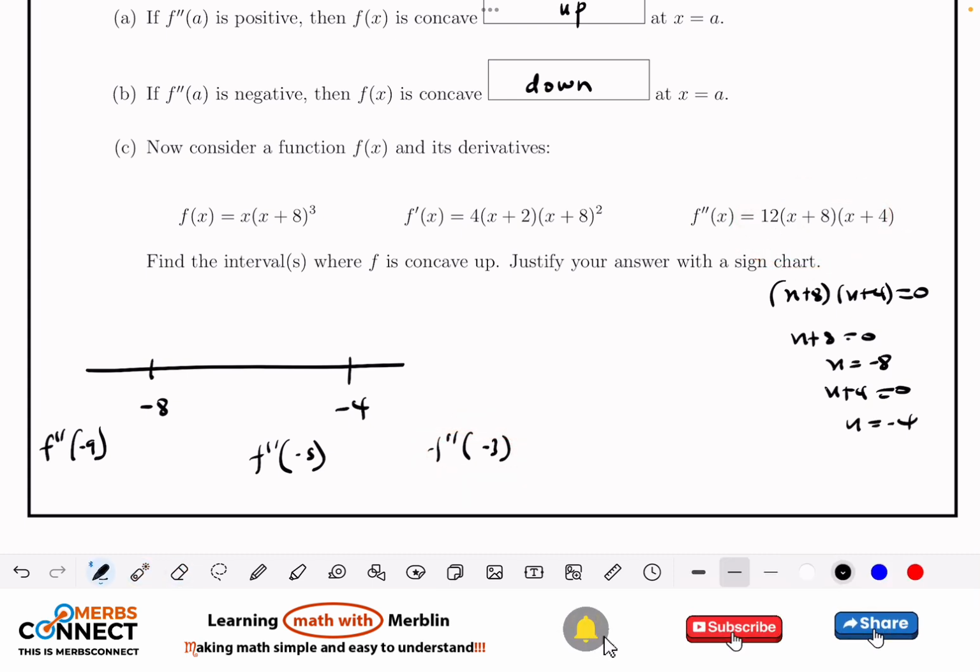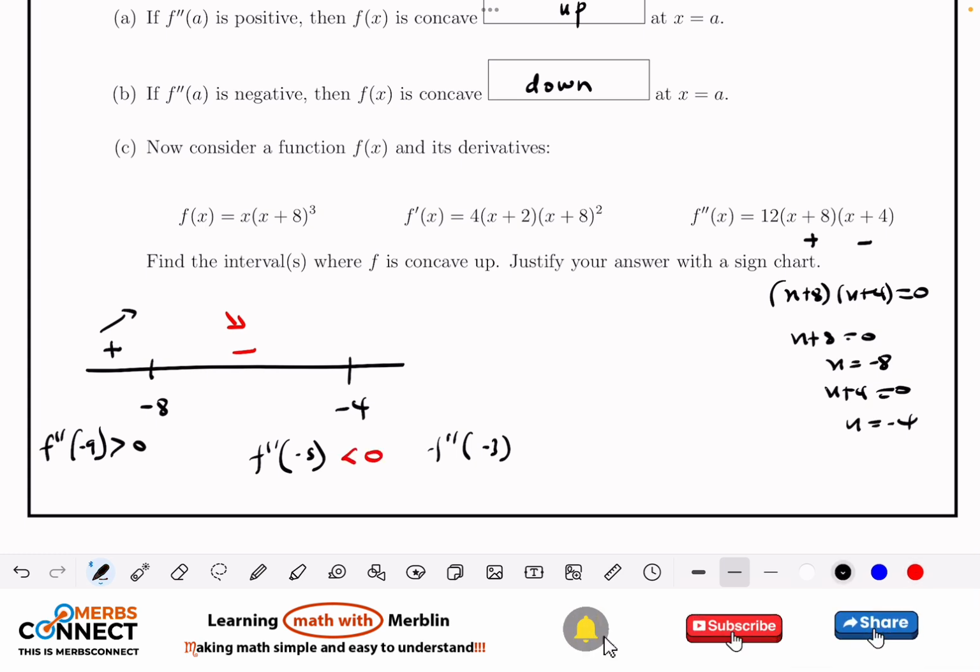So let's check. When I plug -9 here, -9 + 8 is negative. -9 + 4 is negative. Negative times negative will be positive. So this one will be greater than 0. So this is going to be positive, increasing. Right. Let's pick -5. -5 here will be positive, -5 here will be negative, and this one will be negative. So we are going to have negative, decreasing. Good. So it means that this guy is less than 0.